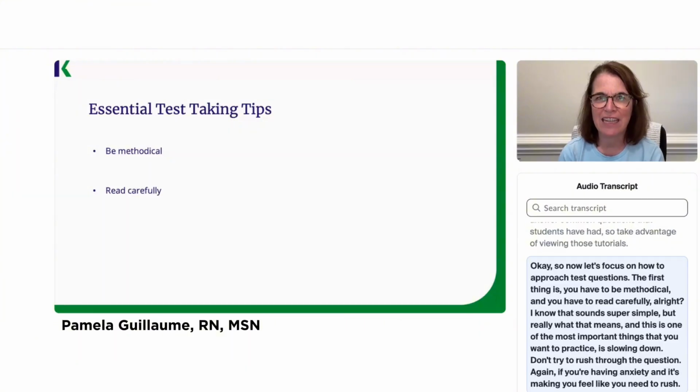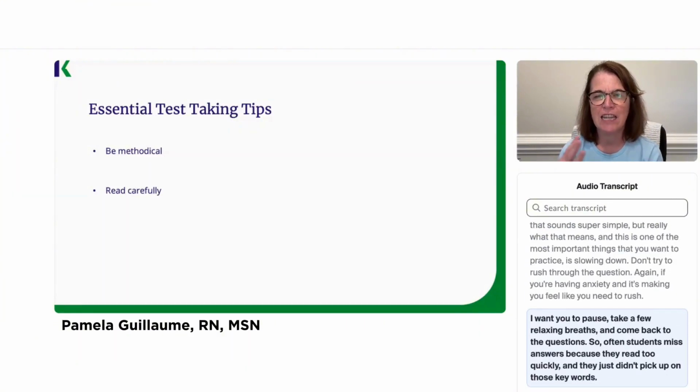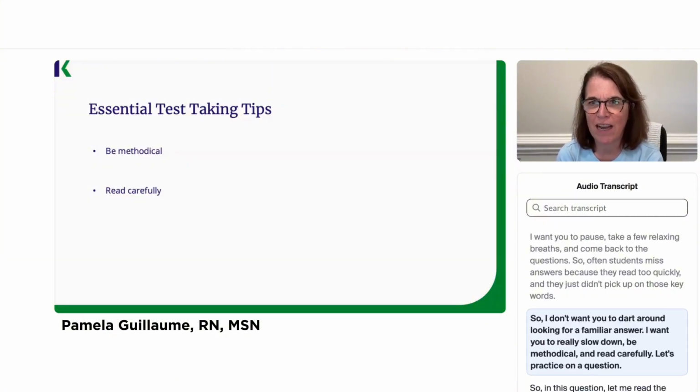Again, if you're having anxiety and it's making you feel like you need to rush, I want you to pause, take a few relaxing breaths, and come back to the questions. So often students miss answers because they read too quickly and they just didn't pick up on those key words. So I don't want you to dart around looking for a familiar answer. I want you to really slow down, be methodical, and read carefully. Let's practice on a question.